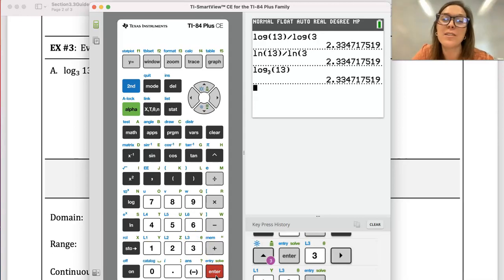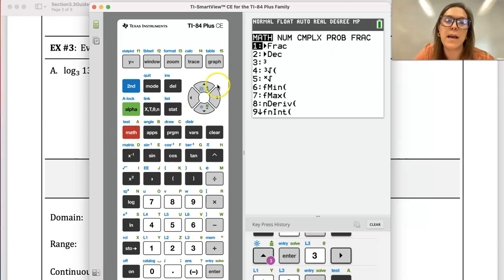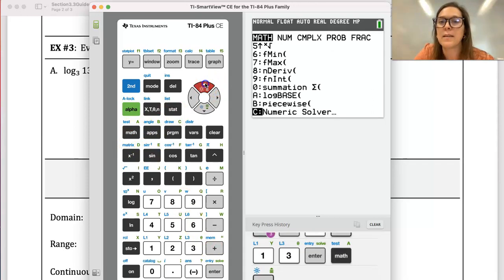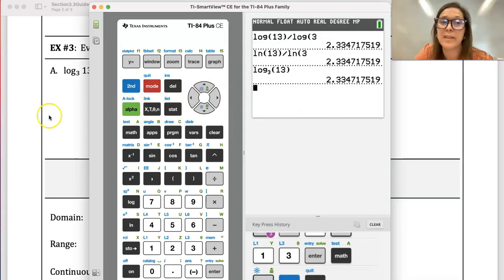If you have an 83, I don't think you have that. There could be a potential that your specific 84 might not have that button. And I went to the math and I hit the up arrow to get to the bottom. And then you have your log base. So you might want to see if you have it there. If not, it's not a big deal to do change of base. Change of base is very, very easy.